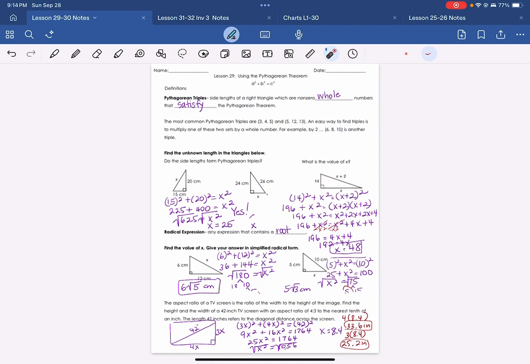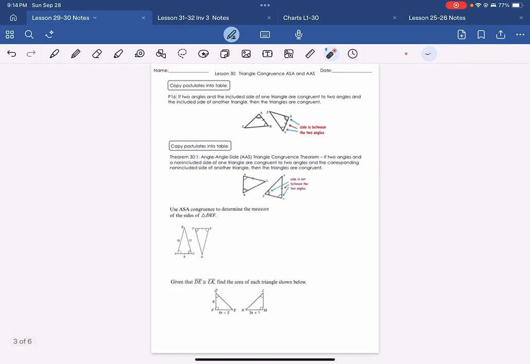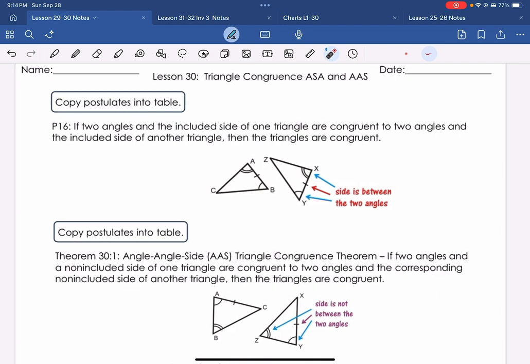Okay, that was lesson 29. And then lastly, we have lesson 30.